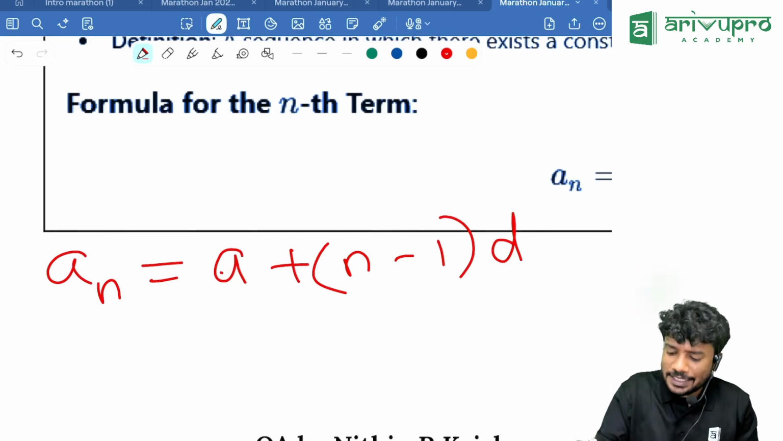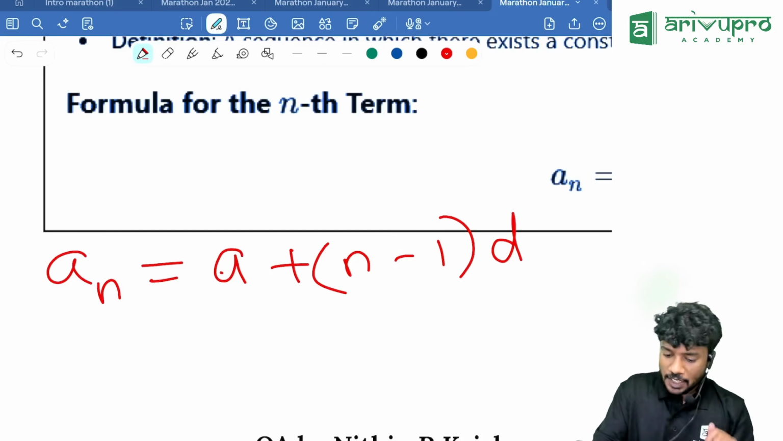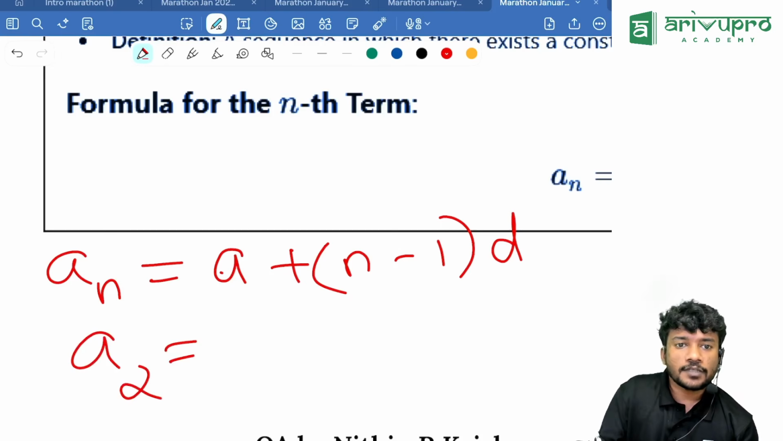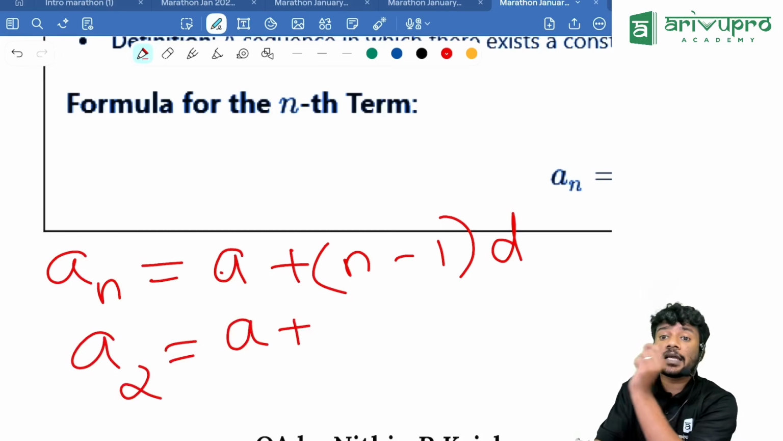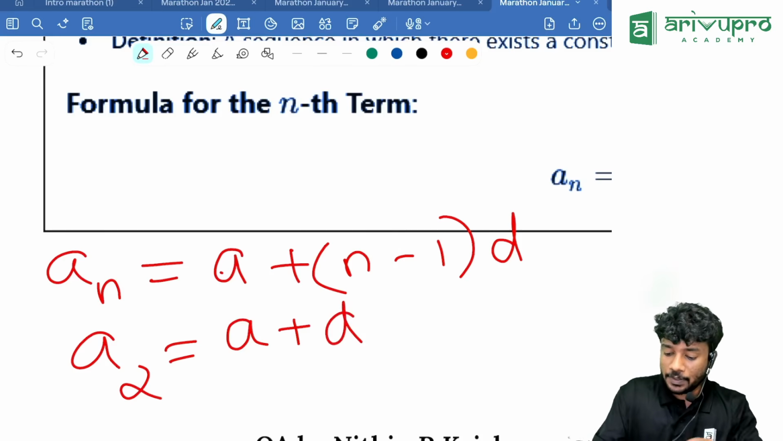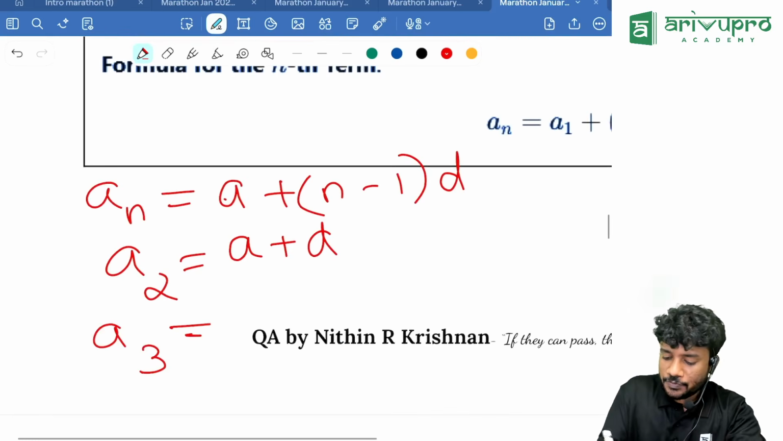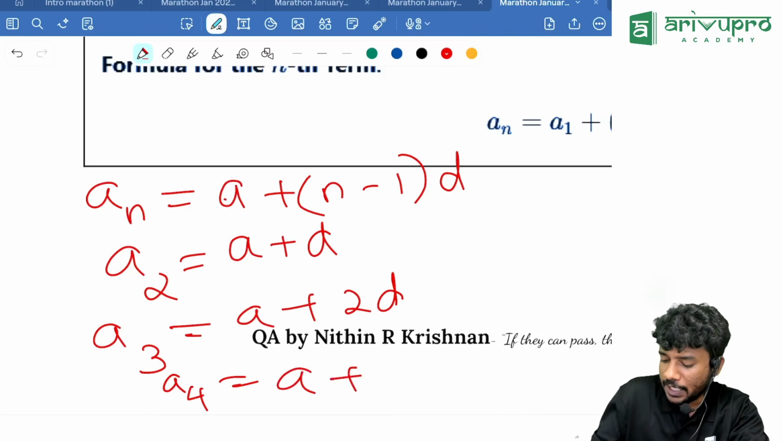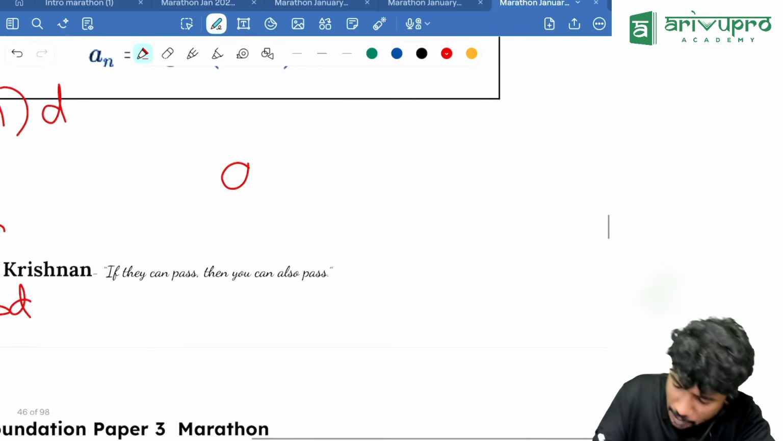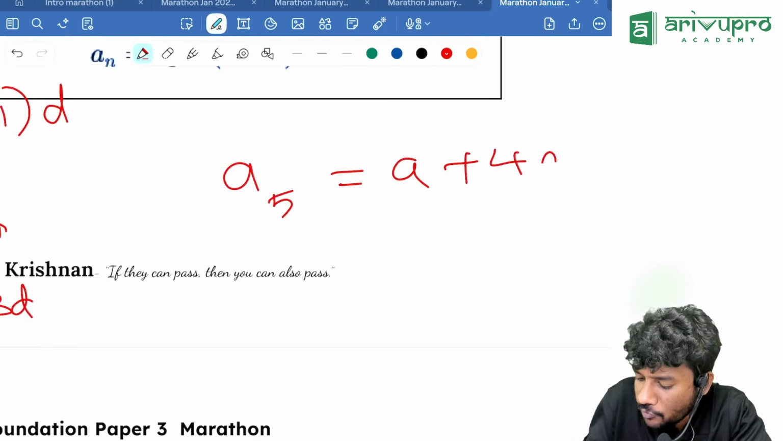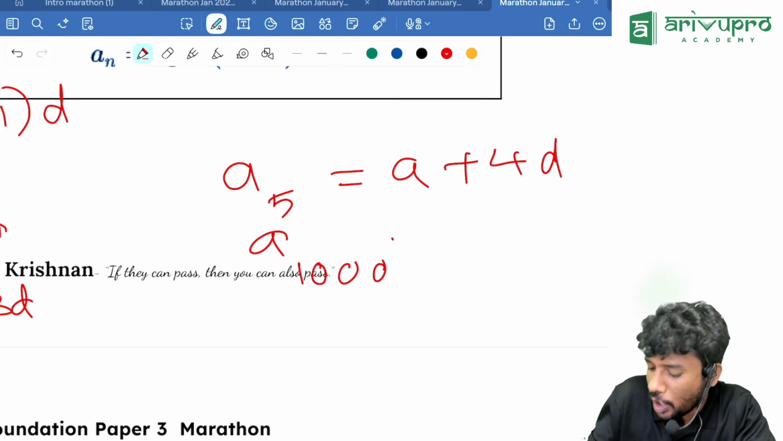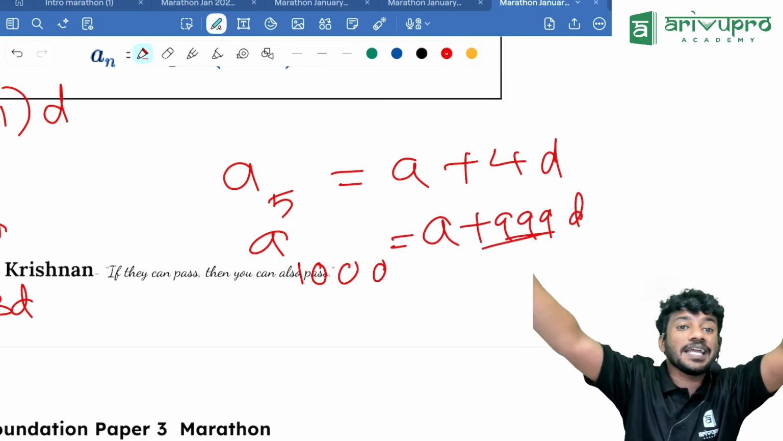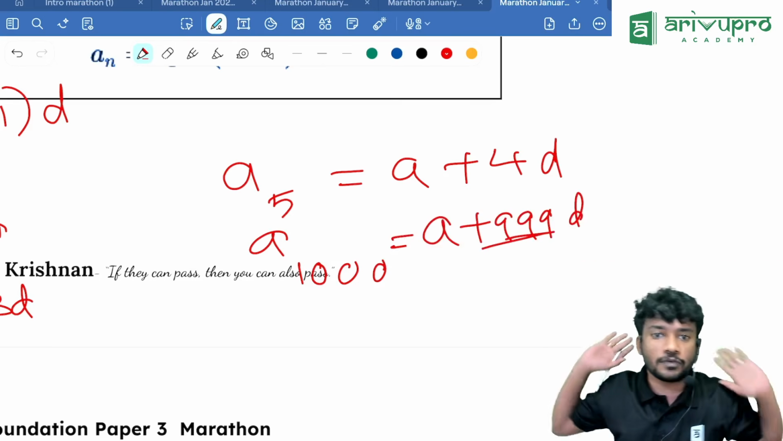Now people, what is this A? A is called the first term. When I say A2, what is the formula then? A plus 2 minus 1 into D. That is how much? A plus D. When I say third term, you will say back what? A plus 2D. When I say fourth term, A plus 3D. When I say fifth term, A plus 4D. When I say 1000th term, A plus 999D. So that is one basic equation which you can use to solve a lot of questions.